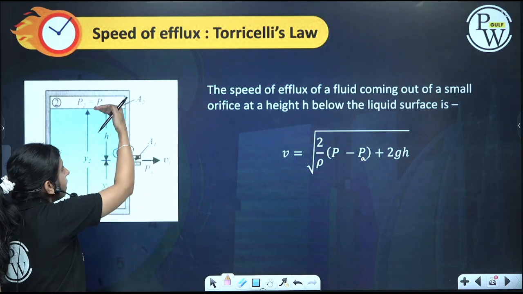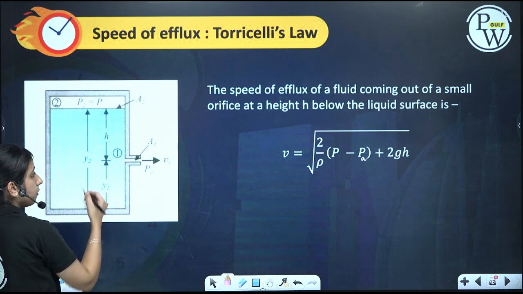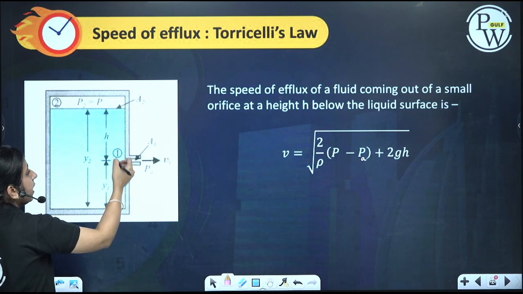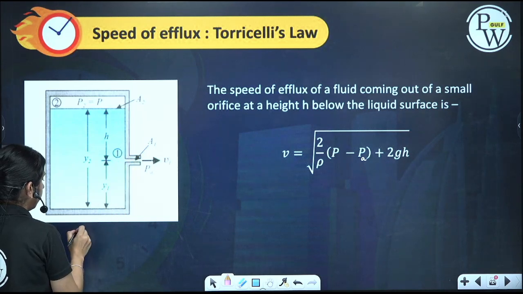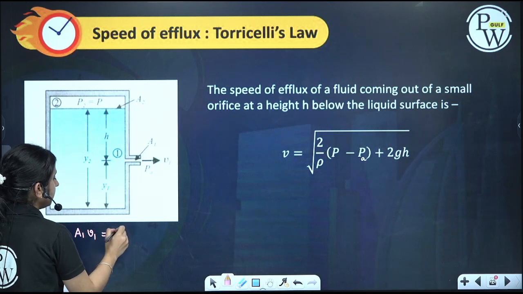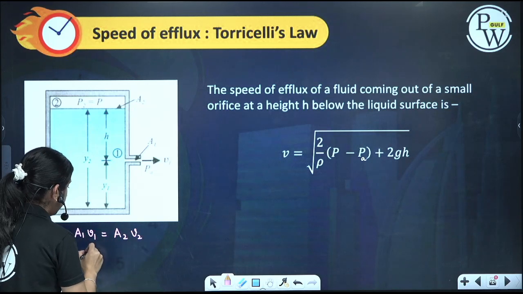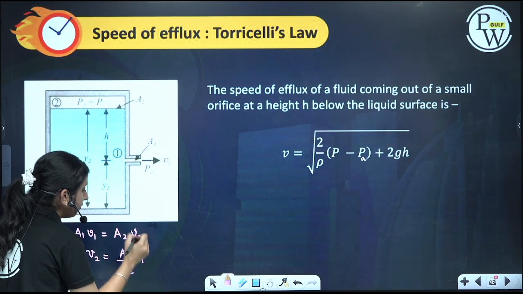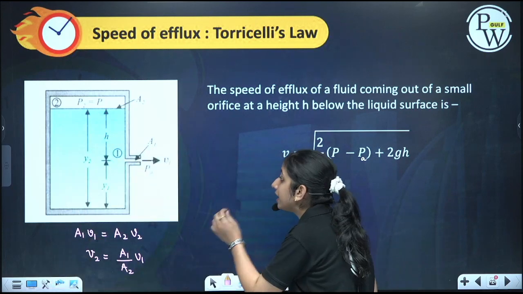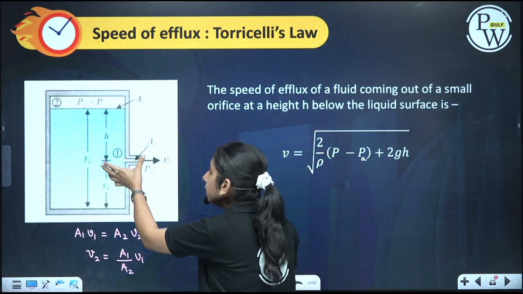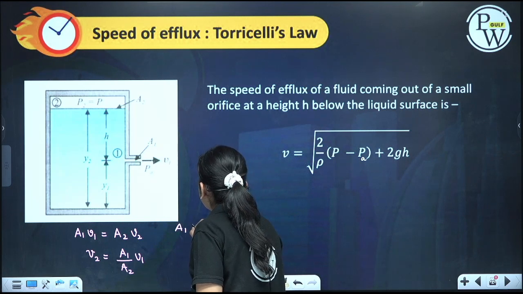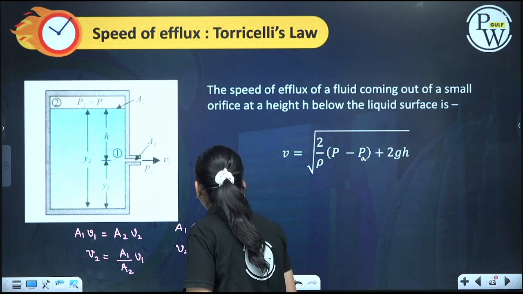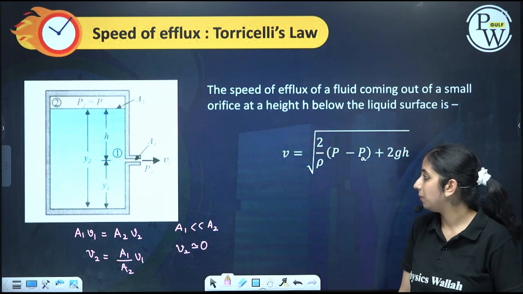At point 2 the pressure is P, and at point 1 the pressure is P atmospheric, because this point is exposed to the atmosphere. First we will apply the equation of continuity at 1 and 2. This orifice has area A1, so A1 into V1 is equal to A2 into V2. If we want to calculate V2, that is A1 by A2 into V1. Now the orifice area is very small compared to the surface area, so A1 is much smaller than A2. So we take V2 as approximately 0.